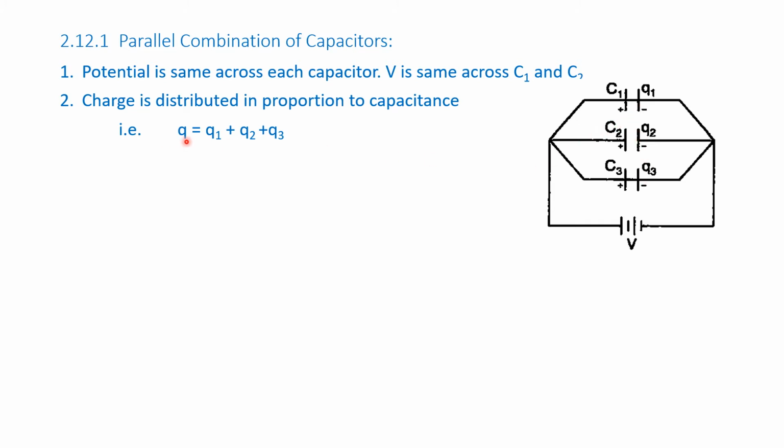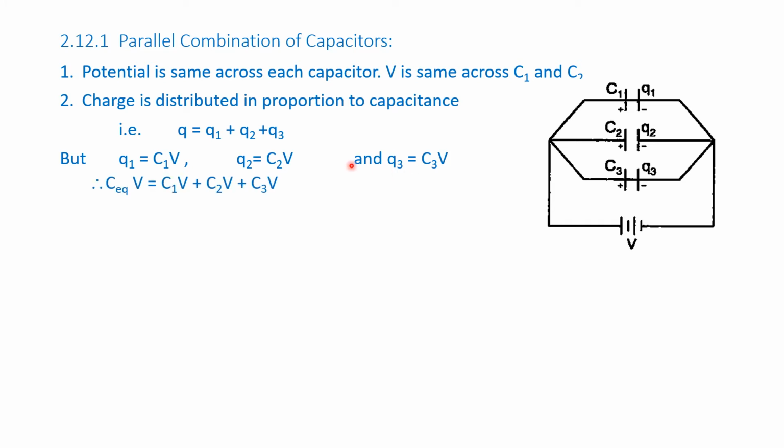It is given in this equation. Total charge is Q1 plus Q2 plus Q3. But we know that Q is equal to CV. As shown in the previous slide, Q1 is equal to C1V, and similarly Q2 is equal to C2V and Q3 is equal to C3V. V is common for all three, hence it remains the same, whereas the capacitance value and charge will be different.